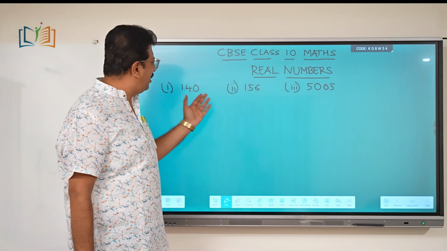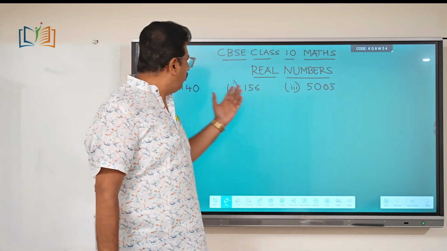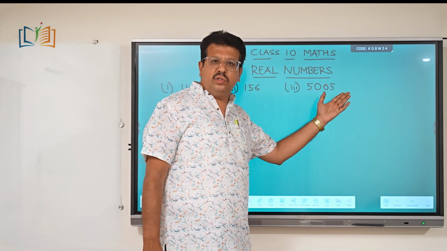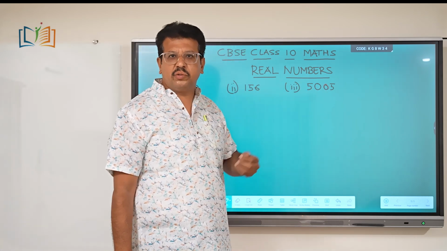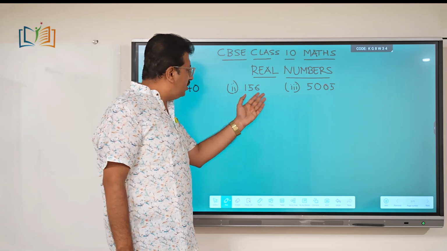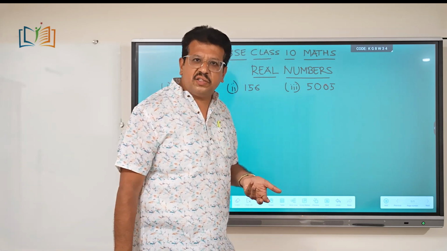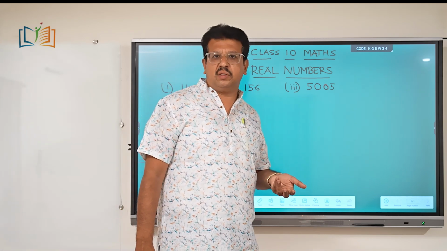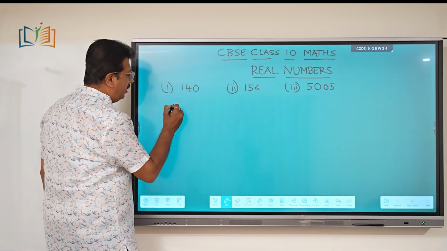Yes, students, let us take some examples. As I said, we will take 140, 156, 505. These are 3 problems we are taking as a product of primes. Let us express these numbers as a product of primes to obey the first theorem, that every composite number can be expressed as a product of primes. Let us start with the first one, 140.